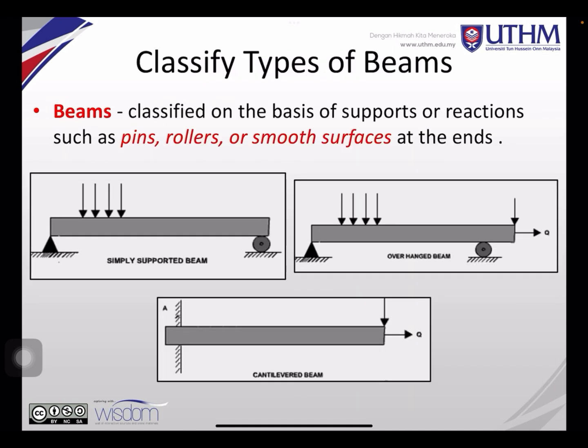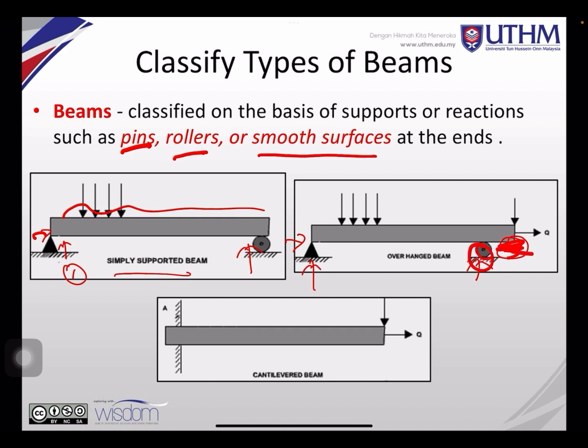Classify types of beam. You can see the beams. We have so many beams here, and for the supports we have pins, rollers, or smooth surface at the end. You can see this first beam here is simply supported. We have a pin support here, a roller support here, and the loading on top. Then this is overhanging. You can see this is the free end. This one is roller, this is pin here, but then here it will have an overhang. There is no support here, but your support is nearby. So when you apply some load, it will bend this way.